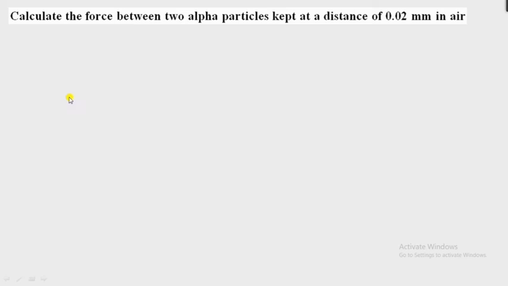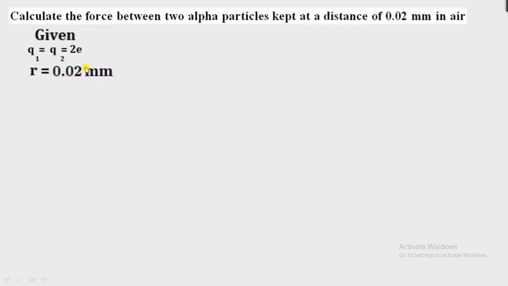Now we will apply Coulomb's law to solve some problems. So calculate the force between two alpha particles kept at a distance of 0.02 millimeter in air. So out here Q1 and Q2 is given, that is 2e. So alpha particle means nucleus of helium. So helium has 2 protons, so this is 2e. E means basic charge, it can be charge of electron or charge of proton, and R is 0.02 millimeter.